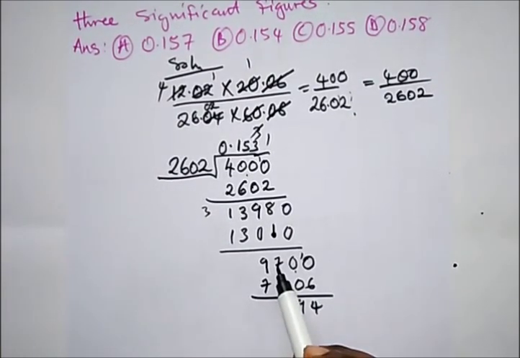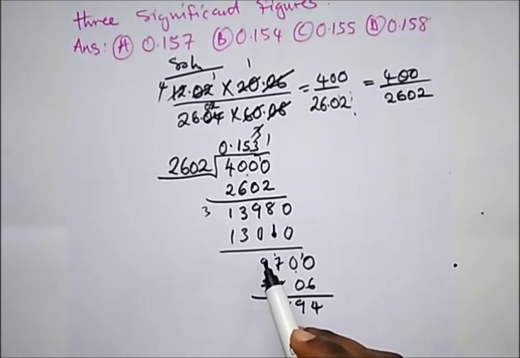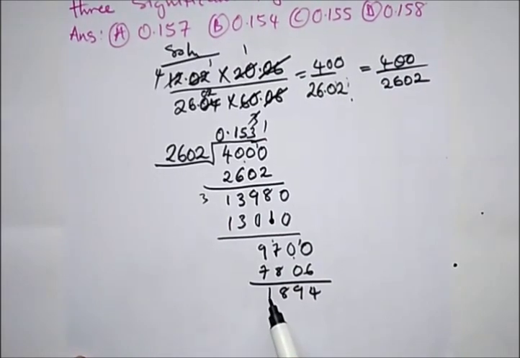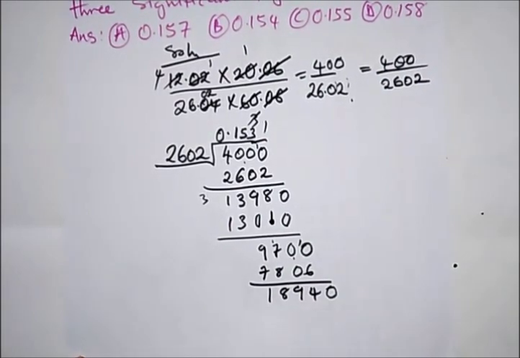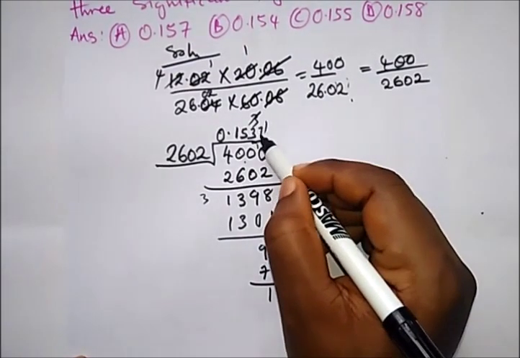Drop 9 down, we have 16. 6 left. We'll borrow 1 to here, that's 16. 16 minus 8 will give us a 8, and we have 8 remaining here. 8 minus 7 is what? A 1, and we drop what? A 0. And 2602 into 18,940, it's going to go like a 7 times.